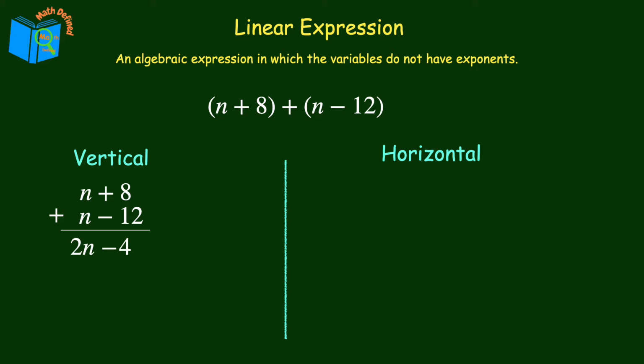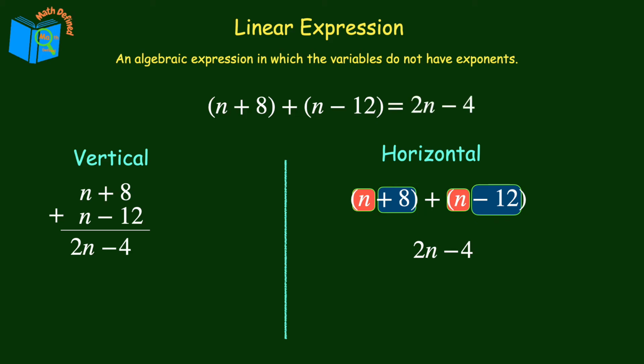Now let's use the horizontal method. I'll bring down the entire expression, and then I need to identify the like terms. The variables n are like terms, and n plus n is 2n. The constants 8 and negative 12 are also like terms, and 8 minus 12 is negative 4. So you see, it doesn't matter which method you use. The result is the same, 2n minus 4.